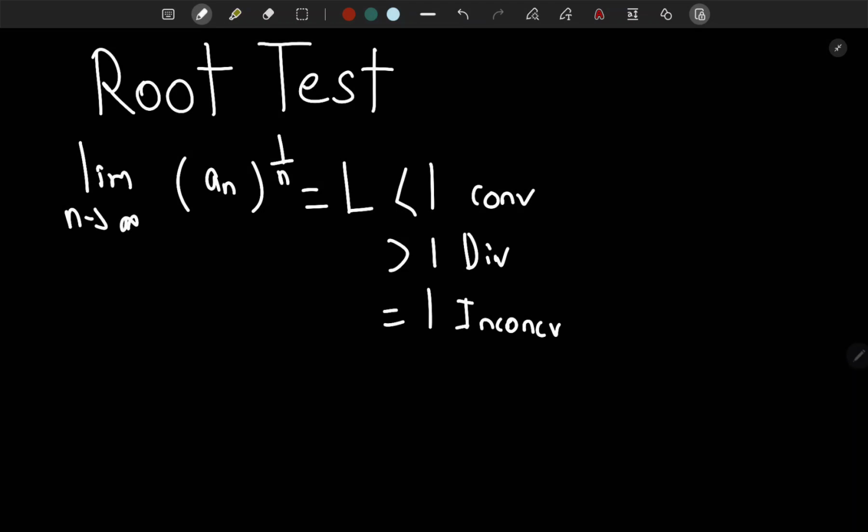So now let's start with an example. Let's take question number 1, the series of n squared over 2 to the power of n, and n is equal to 1 all the way to infinity. And now let's start by writing the formula. So all we need to do is take this series, take the limit of the series to the power of 1 over n. So let's do that.